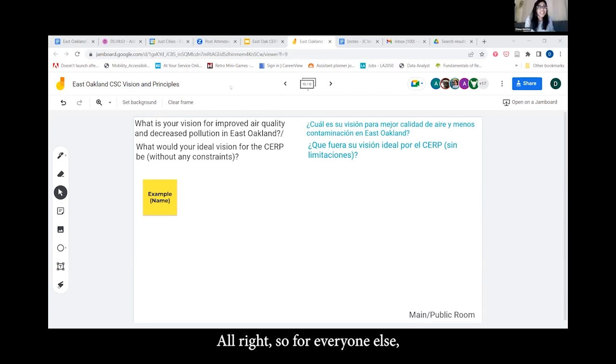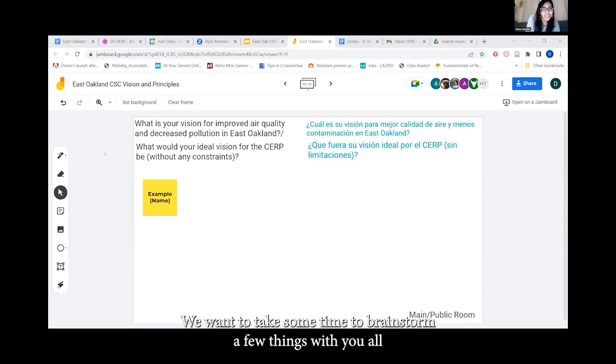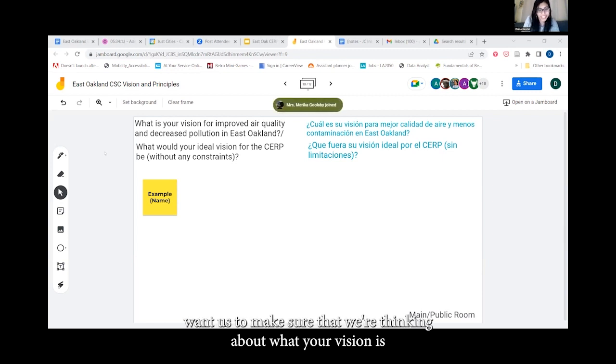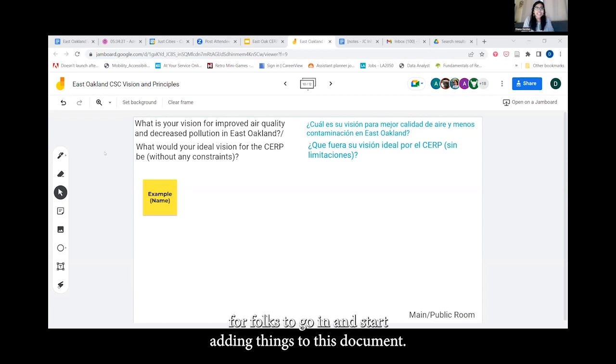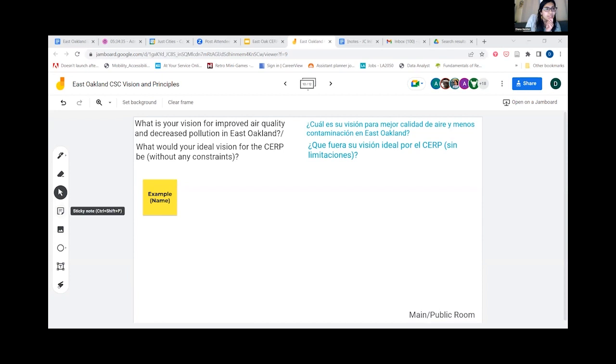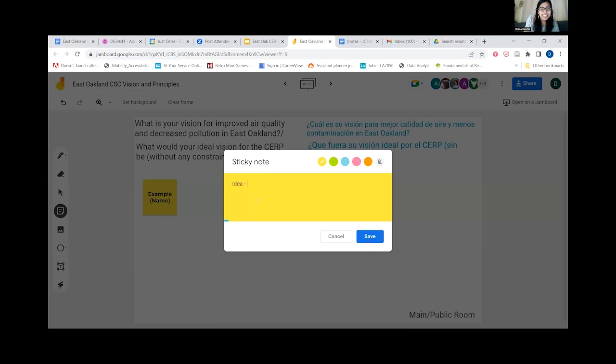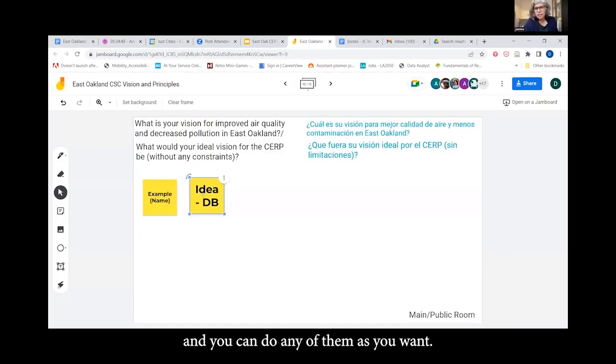All right, so for everyone else, thank you for joining this main room. We want to take some time to brainstorm a few things with you all. We want to make sure that we're thinking about what your vision is for improved air quality and decreased pollution in East Oakland, as well as what would be your ideal vision for the CERP, the Community Emissions Reduction Plan, without any constraints. So I want to give us a few minutes for folks to go in and start adding things to this document. I'm going to walk you through. For those of you that are CSC members, you should be able to click on the sticky note, type in an idea, add in your initials, and click save. And you can add as many of them as you want.